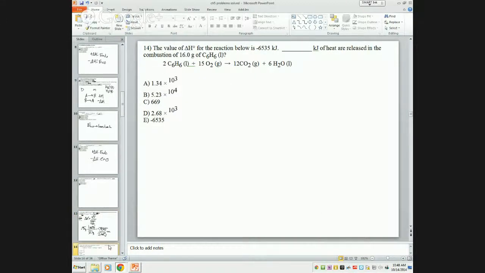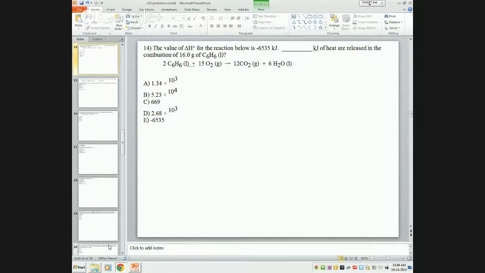All right, let's take a look at 14. The value of delta H for the reaction below is that number. Blank kilojoules of heat are released upon combustion of that. So it's, again, similar to the previous problem. We're given grams. We don't like grams, so we've got to get rid of the grams. We've got 16.0 grams times, well, 1 mole of it is 72 plus 6, 78. I just did that math in my head, 78 grams.